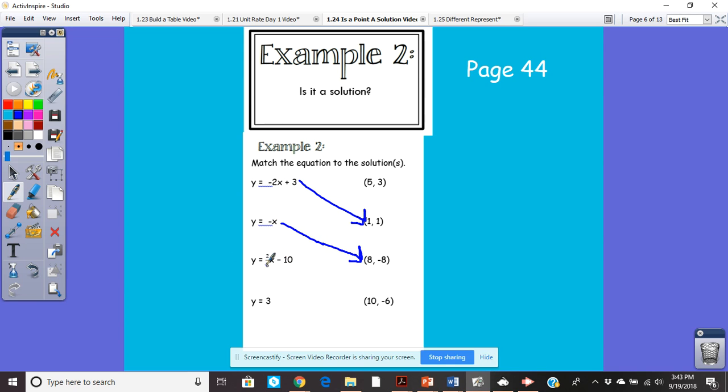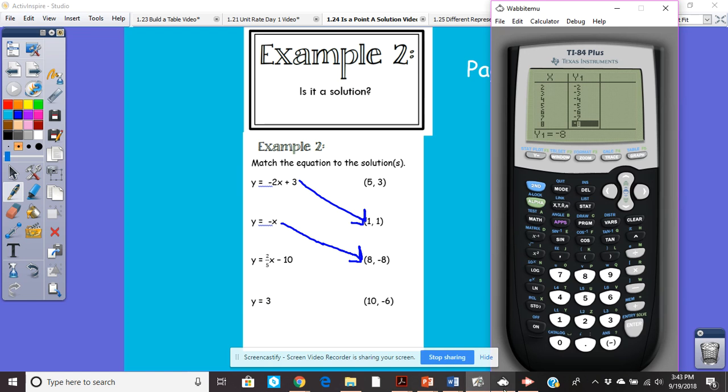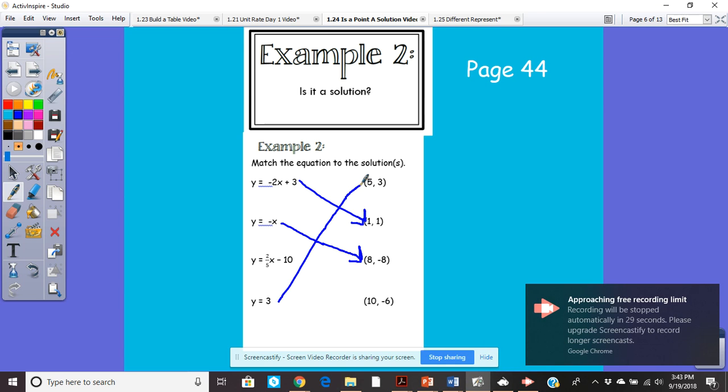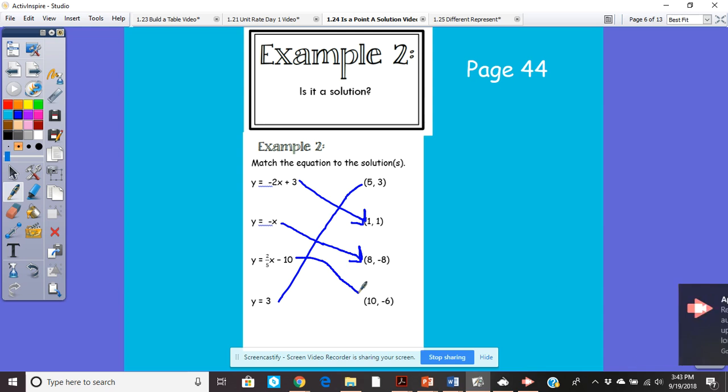And I don't feel like typing a fraction in, so let's just do y equals 3. So y equals 3. All right, so when x is 5, y is 3. So that one would match up with this point, which leaves that one to go there. So that is all for the notes for this lesson.